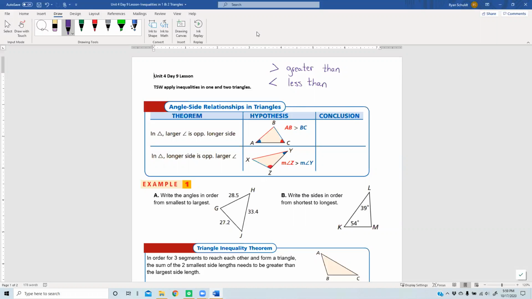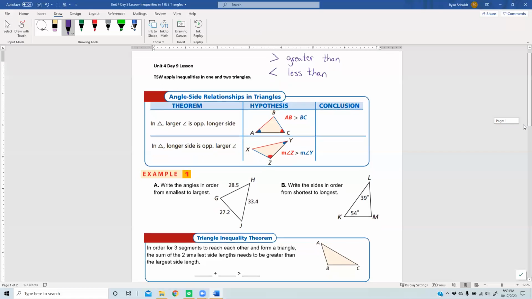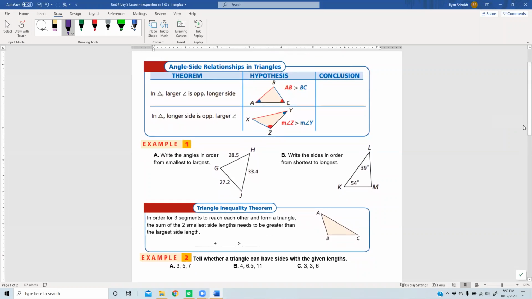First, we'll deal with just one triangle. So let's look at our angle side relationships in triangles. This first theorem says that in a triangle, the larger angle is opposite of the longer side. They tell us that AB is longer than BC. So that means the one across from it is our bigger angle. Our conclusion is that the measure of angle C must be greater than the measure of angle A. AB's bigger, angle C has to be bigger. Think of it like you're eating a hamburger. The bigger the burger, the more you gotta open your mouth.